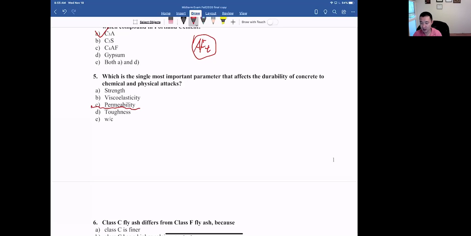The reason for that is for all the physical and chemical attacks, if we can control the water in and out of the concrete, it will reduce the chemical and physical attacks, because all of the attacks will involve the movement of water inside and outside of concrete. So permeability will control the movement of water. So it is the most important parameter. So it is not the strength. It's not the toughness. It is not water cement ratio. So C is the right answer.